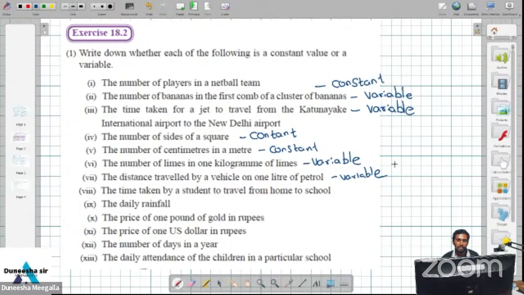8, the time taken by a student to travel from home to school. Some students can walk faster and other students walk slower. So is its time constant or variable? Variable. It's a variable.